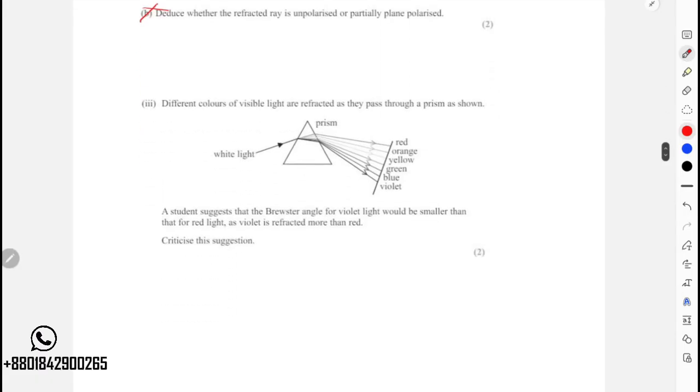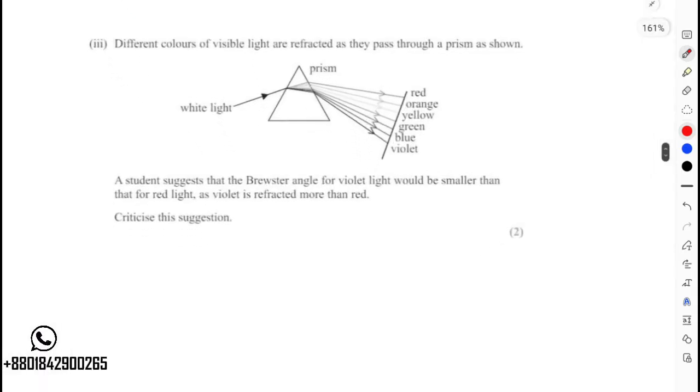And again for this part, it says that different colors of visible light are refracted as they pass through a prism as shown, and this is basically the entire dispersion effect. A student suggests that the Brewster angle for violet light would be smaller than that for red light, as violet is refracted more than red. Criticize the suggestion. Violet is obviously bending at a higher angle than red, and they say that the Brewster angle for violet light would be smaller than for red, as violet is refracted more than red.